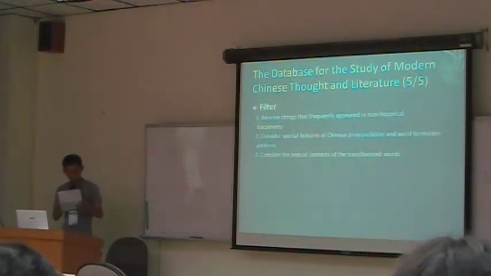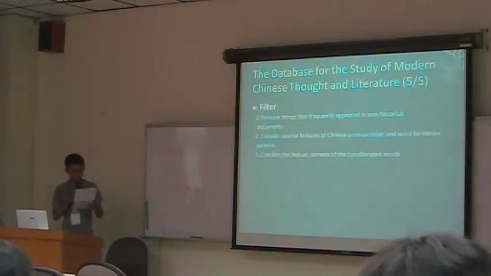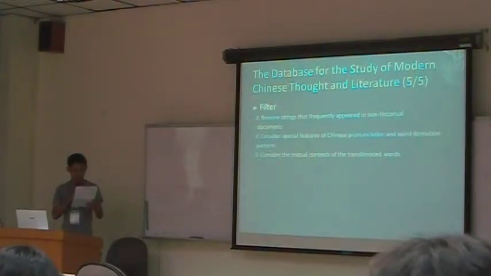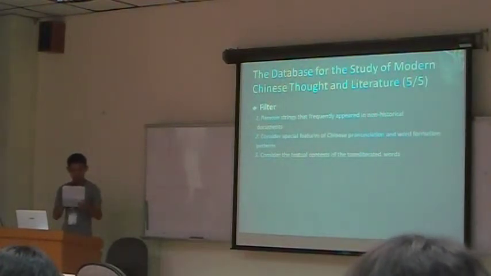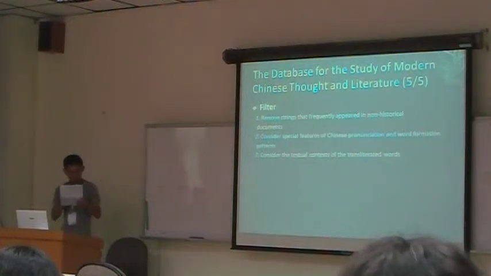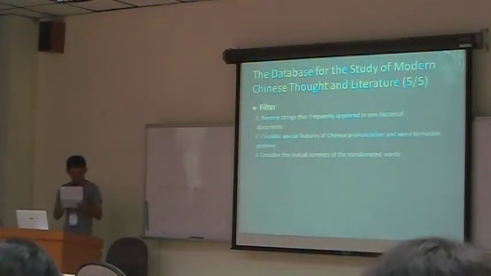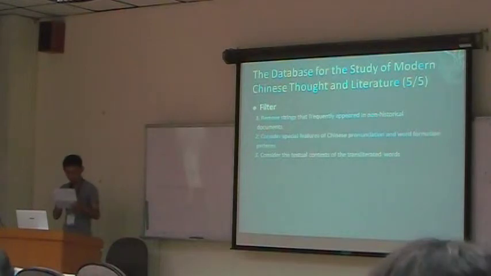These are the three ways to filter. The first one is to remove strings that frequently appear in non-historical documents, for example literature such as The Dream of the Red Chamber. It is quite unlikely that transliterated words will appear frequently in literary novels. The second type of filter is to consider the special features of Chinese pronunciation and word formation patterns. The phoneme and lexical patterns of transliterated words may not differ very much from older Chinese words, because they will be used in ordinary Chinese texts.